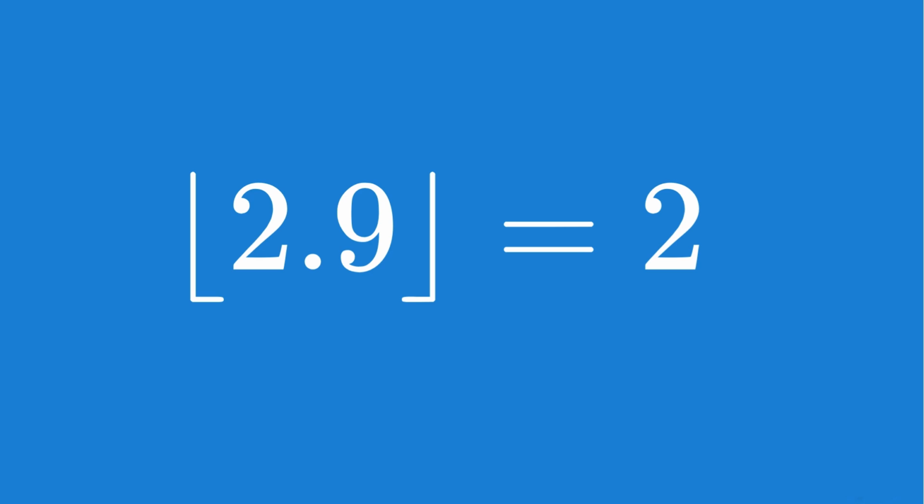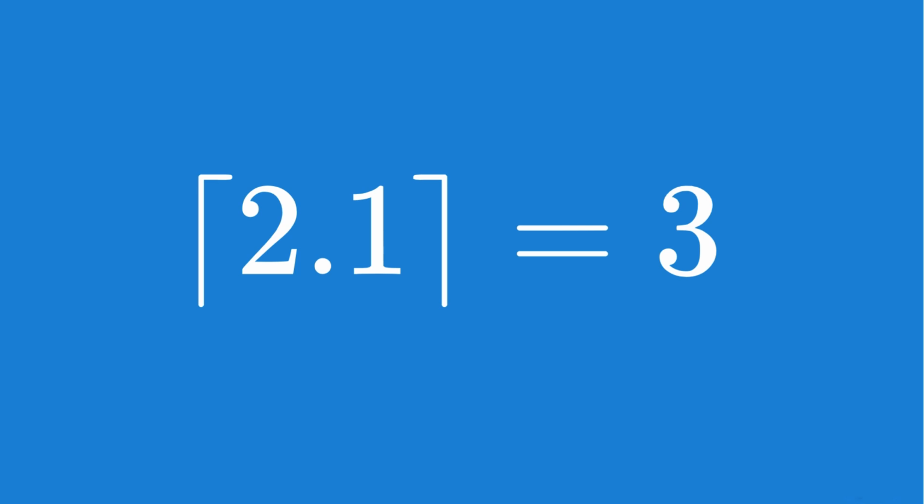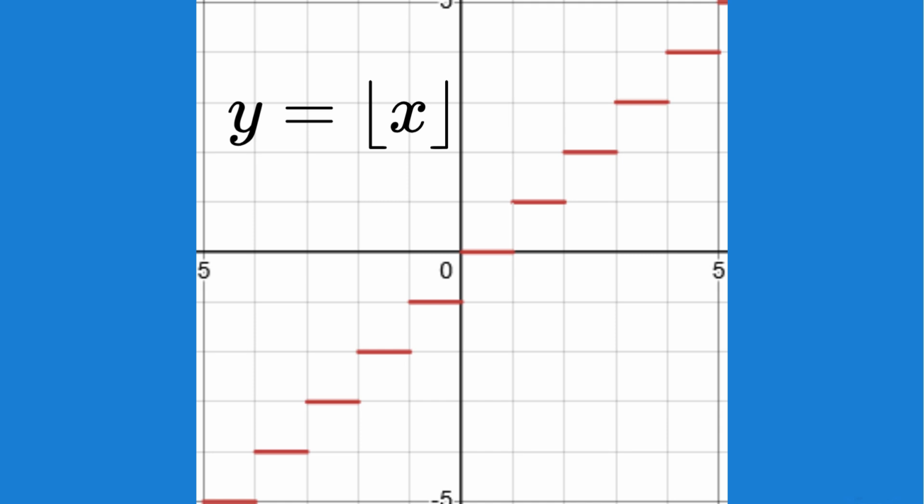On the flip side, we have the ceiling function. This one rounds any real number up to the nearest integer. So the ceiling function of 2.1 equals 3. Now that we've got the basics, let's see these functions in action with some real-world examples.